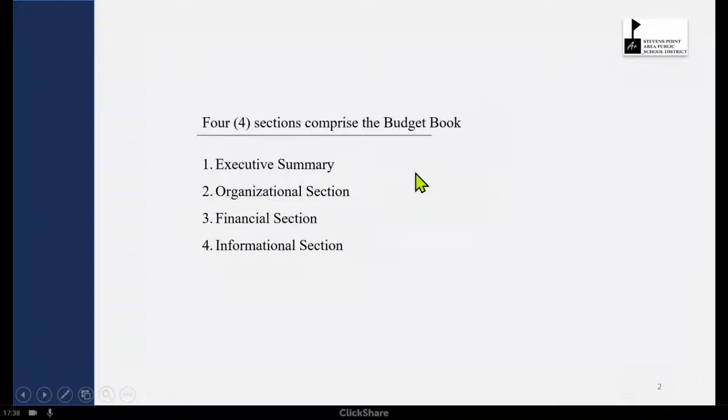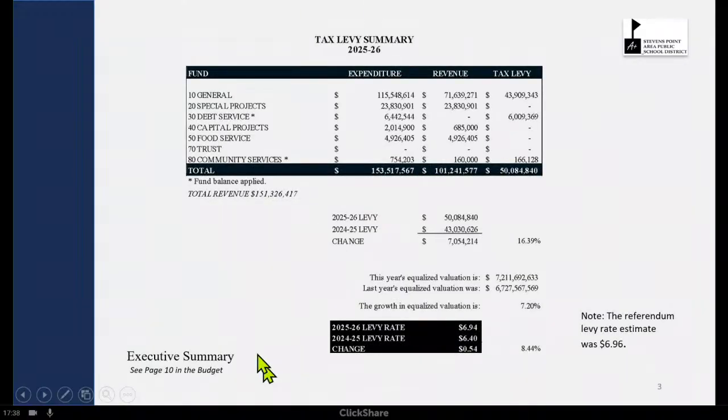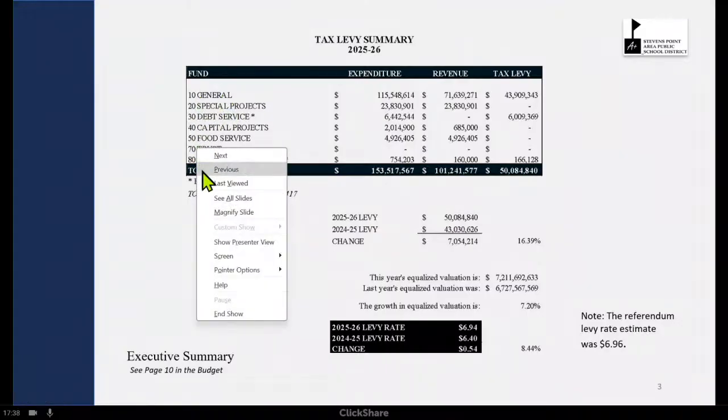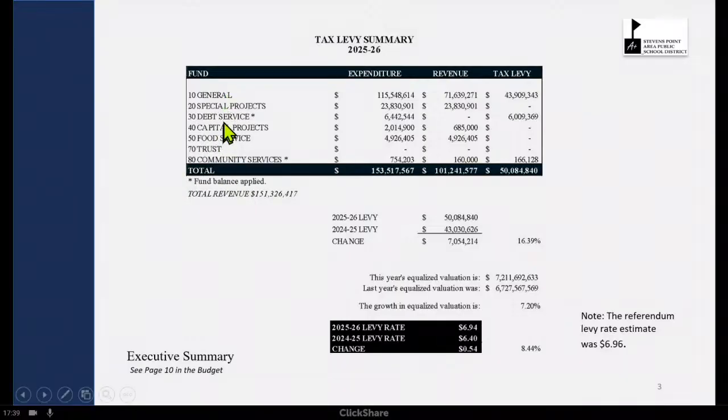Let's get to the first slide. This is on page 10 of your budget book if you did want to follow along using that book. But again, you don't have to. If you look at the top table, we'll just start there. We have all the different funds going down the left-hand side. And then we have an expenditure column, a revenue column, and a tax levy column. So the revenue plus the tax levy equals the total revenue, which is down here.